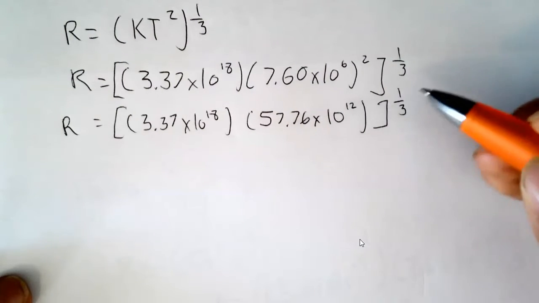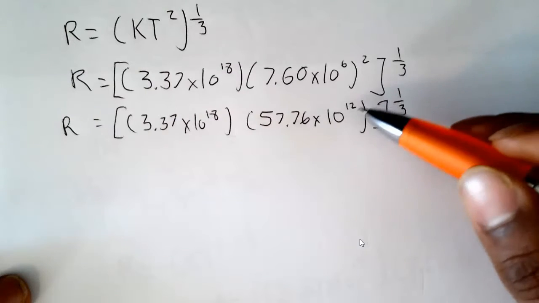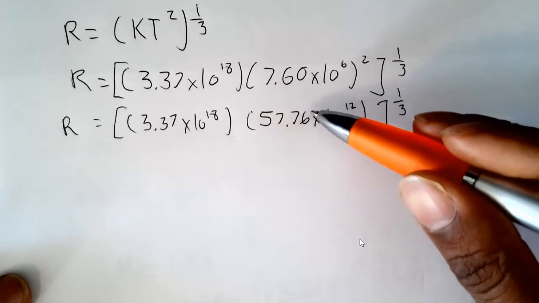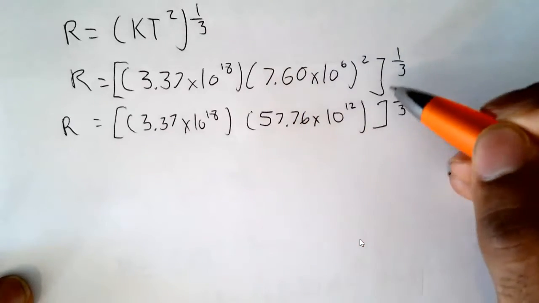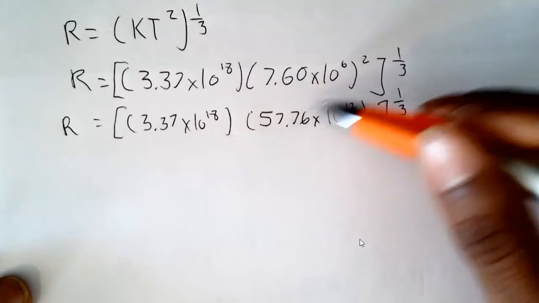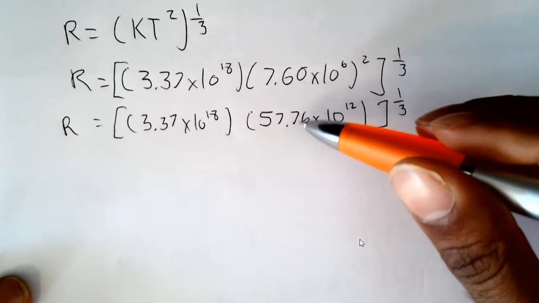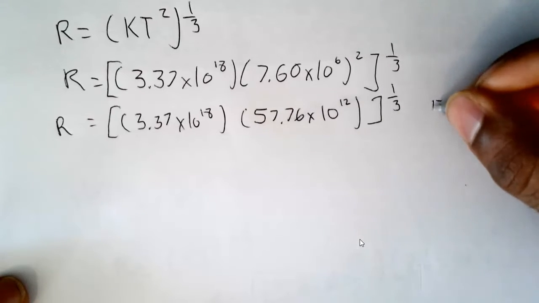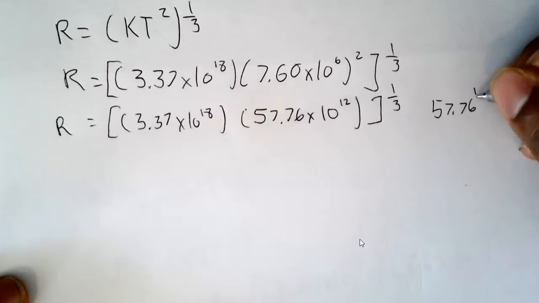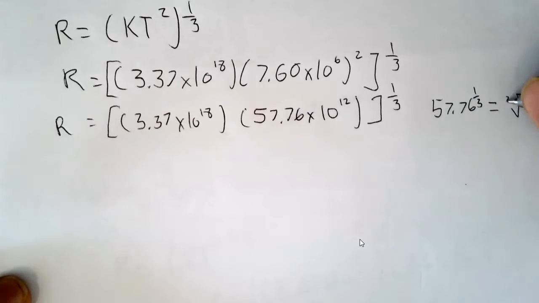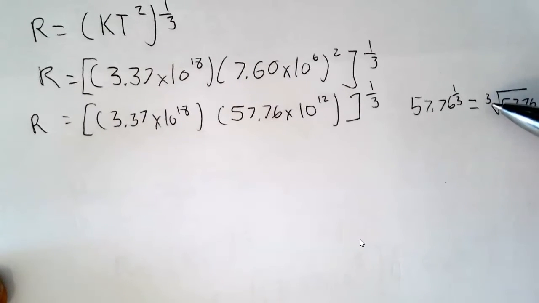Now the next step here is this 1/3. It applies to everything. So remember the power to power rule. We're going to multiply again. 12 times 1/3. The 1/3 goes to the 57.76, the 1/3 goes to the 18, and the 1/3 also goes to the first number. Something to the power of 1/3 is the same thing as finding the cube root of it. So like here, for example, side note, 57.76 to the 1/3 is the same thing as saying the cube root of 57.76. So we're just finding the cube roots of these numbers.